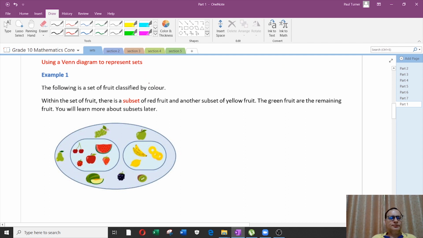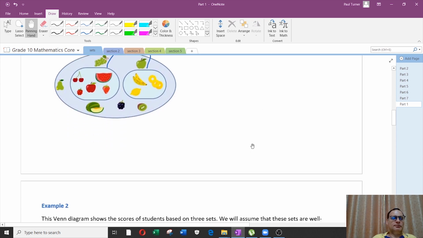So what we can do now is use a Venn diagram to represent the sets. What we've got here is a set of fruit inside the circle, and inside the circle we have red fruit and we have yellow fruit, and the fruit left around here are green fruit. Okay, and so these two sets here are called subsets. A subset will exist inside another larger set. Okay, and we're going to talk about subsets a little bit later. So don't worry about subsets just yet.